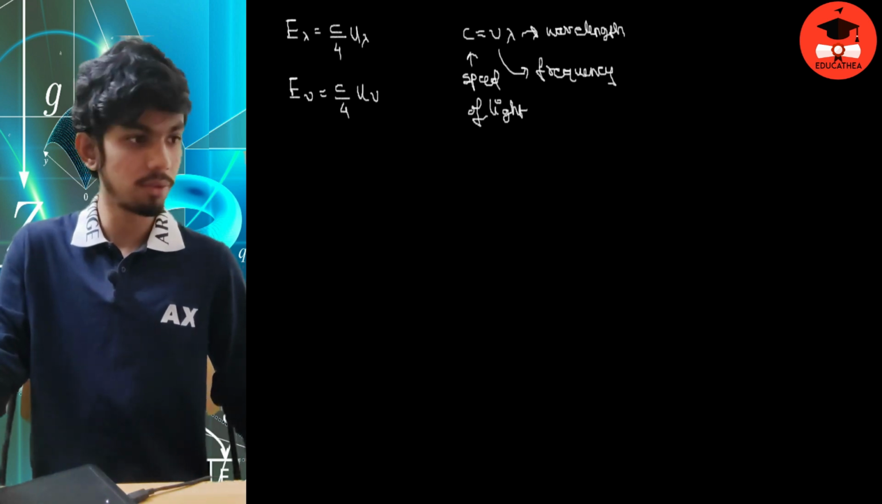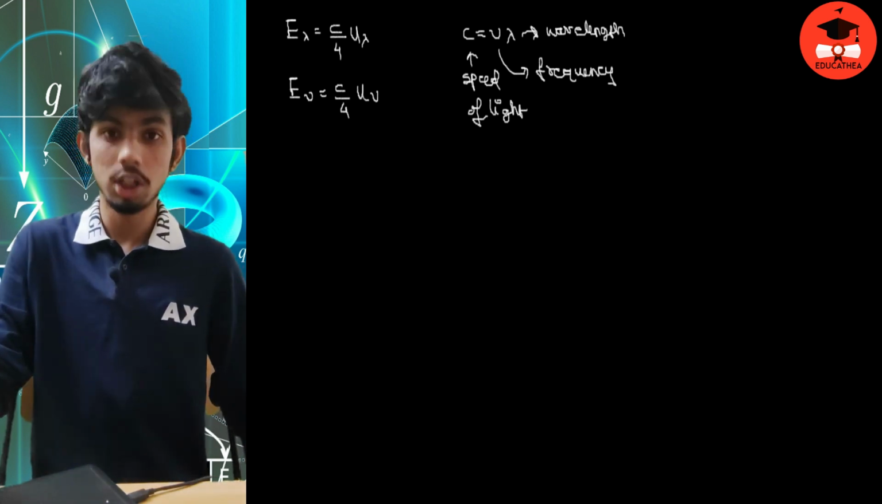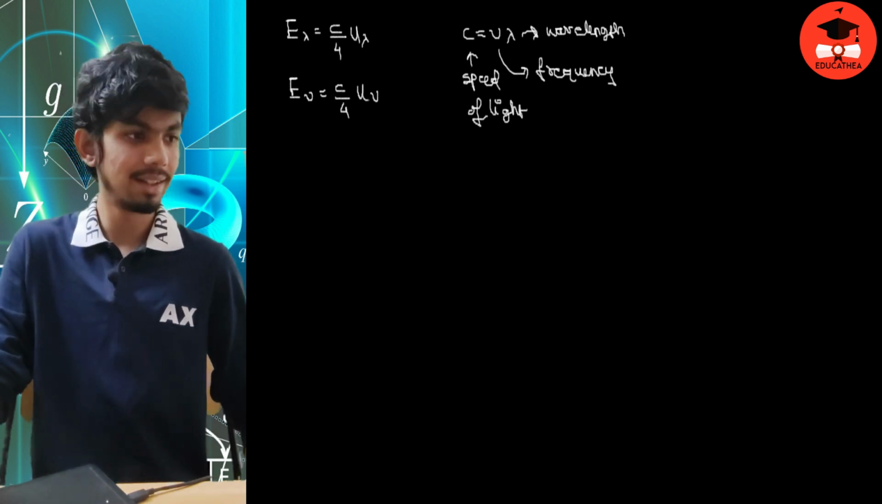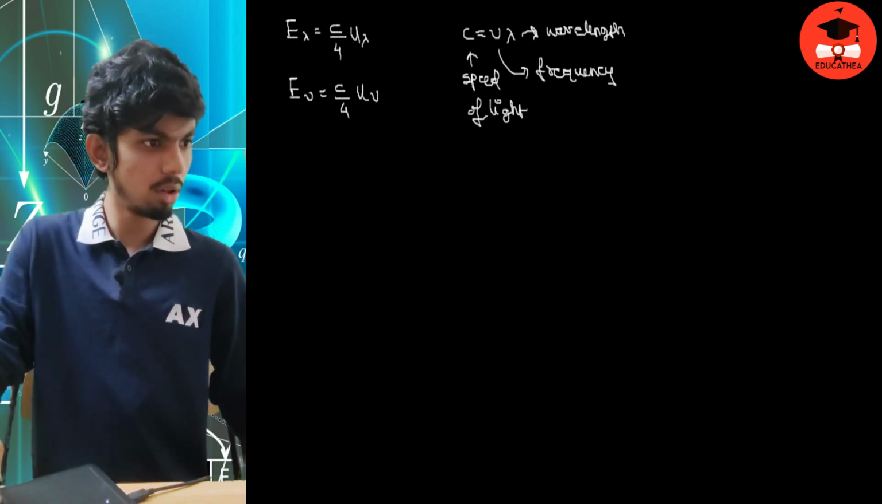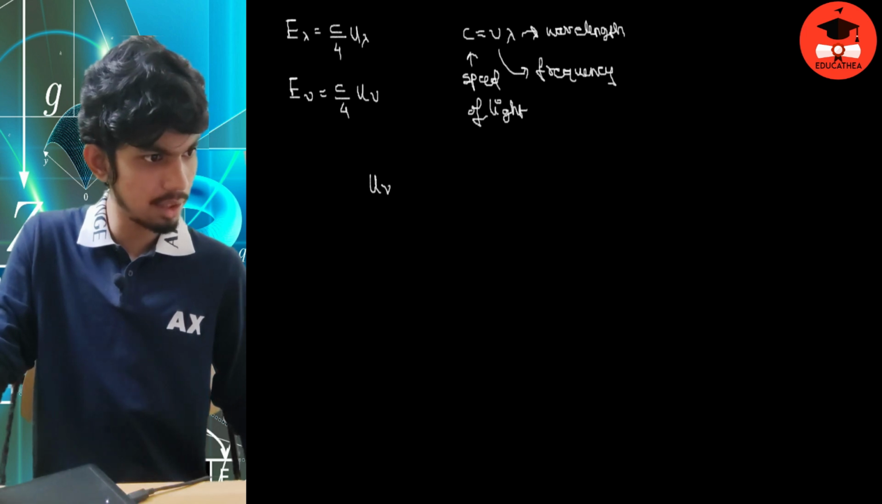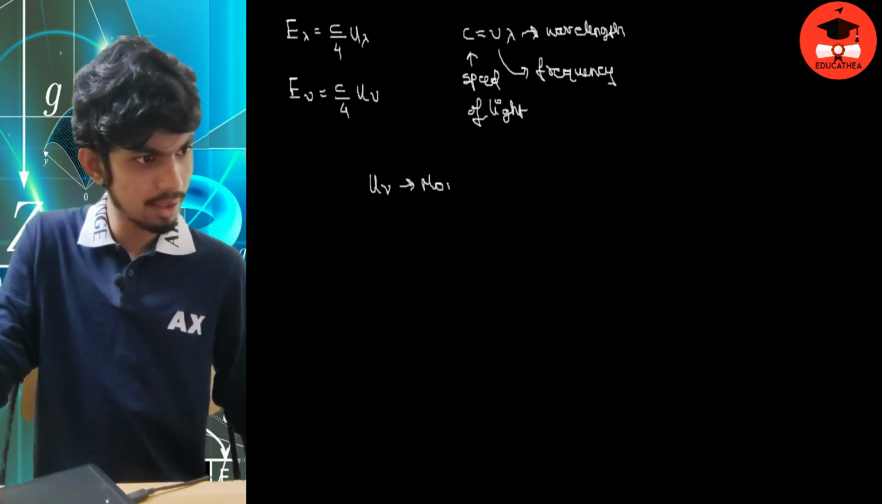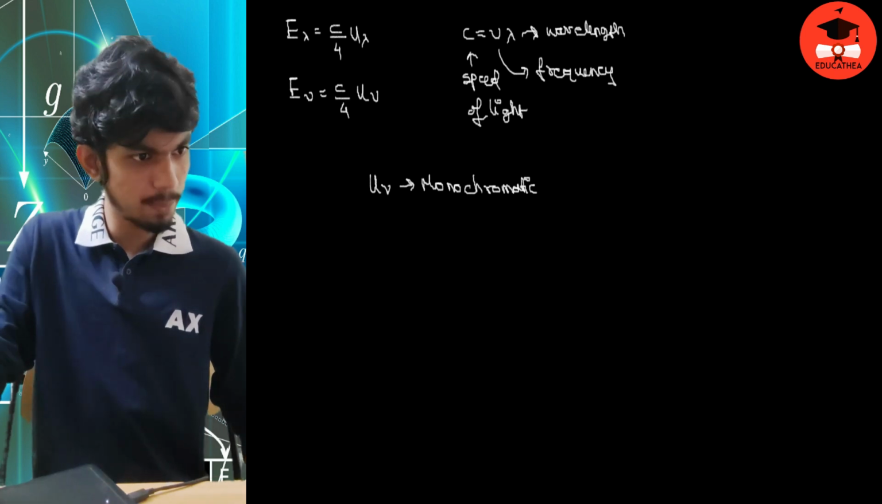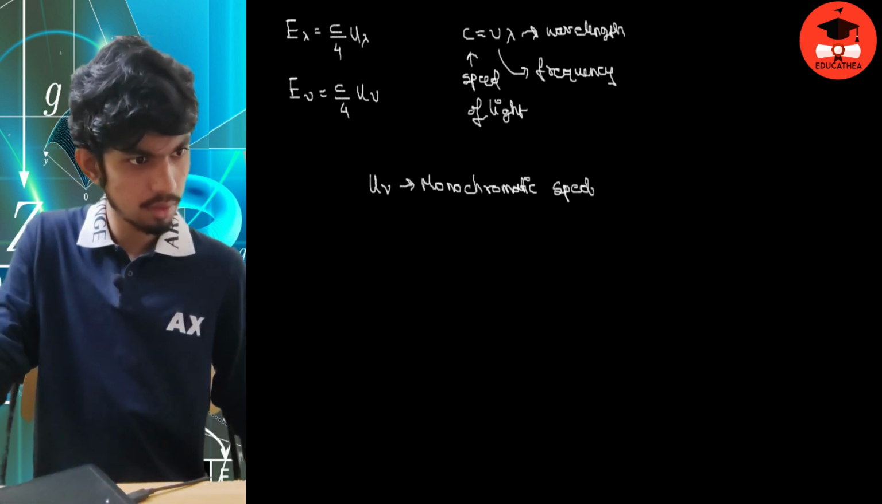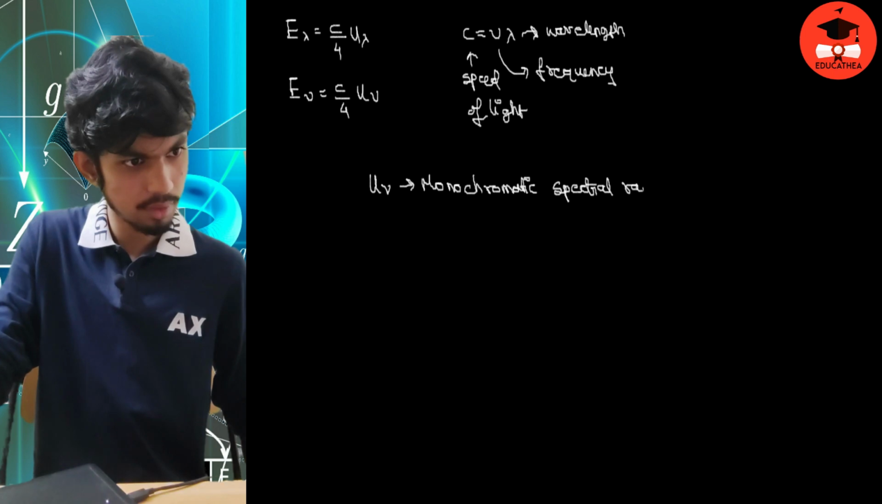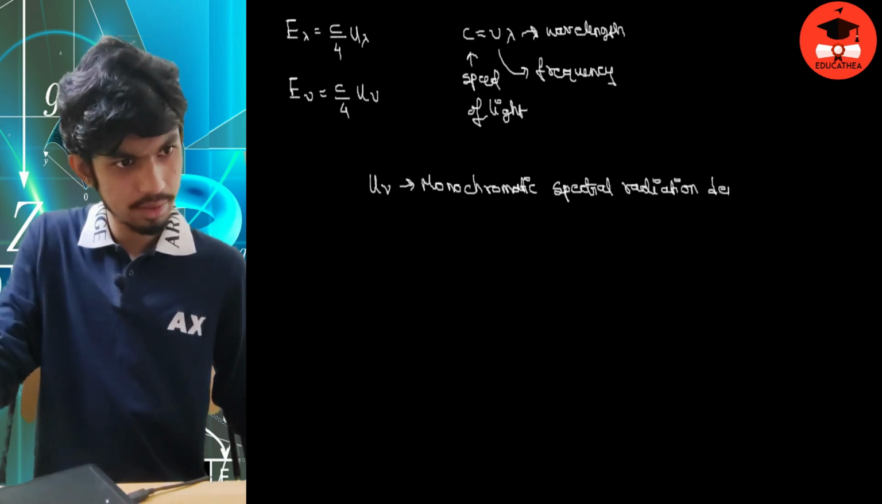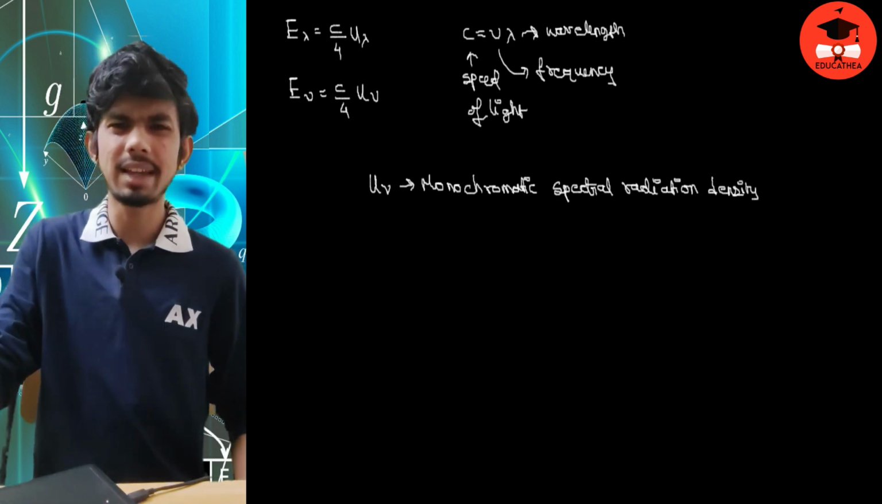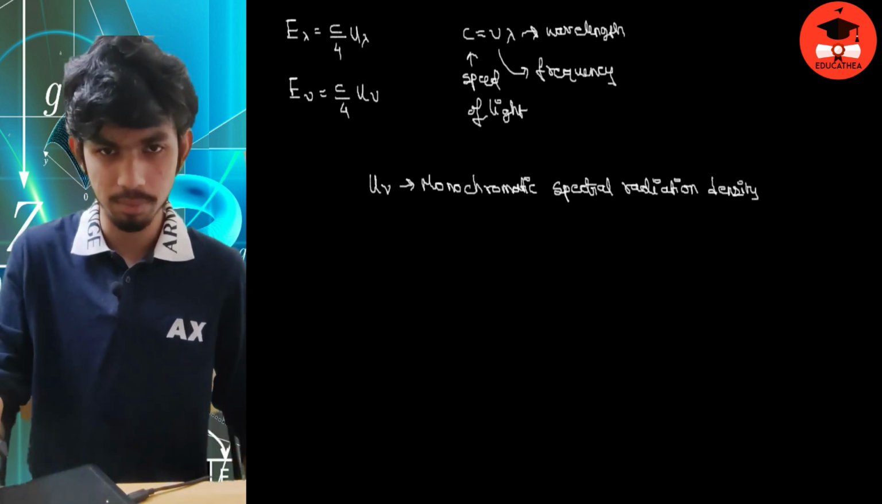Now my main job is to find out the expression for U mu, and if I can do that, then my job is done. So U mu is basically the monochromatic spectral radiation density. Why monochromatic? Because we are talking about a single wavelength, a single color. So it's kind of the total energy divided by volume.